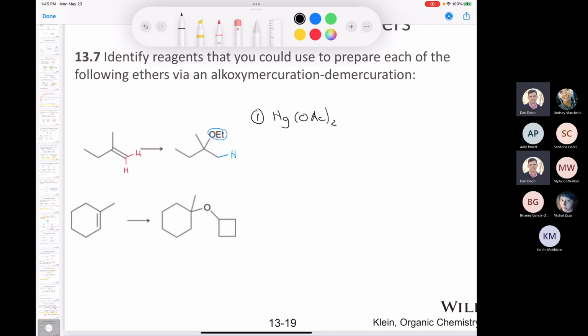And this is not a mechanism I ask you to write out or anything. And then you would use ethanol as the solvent. And then in the second step, you just use sodium borohydride, and that's it. So again, I have the ethanol written in blue, and that's because you're adding this part and this part.